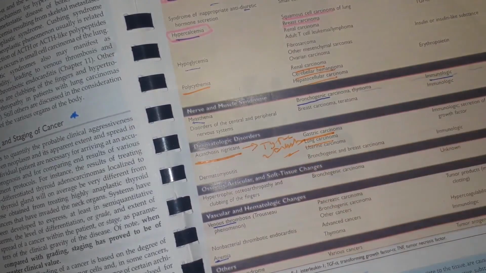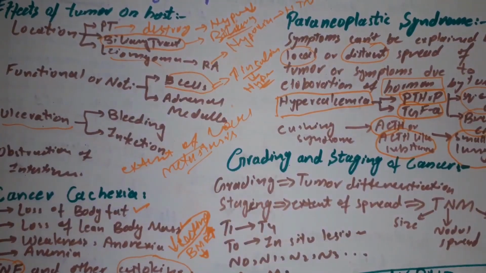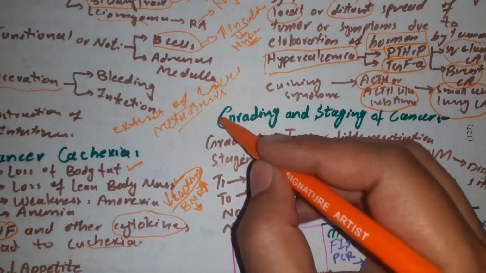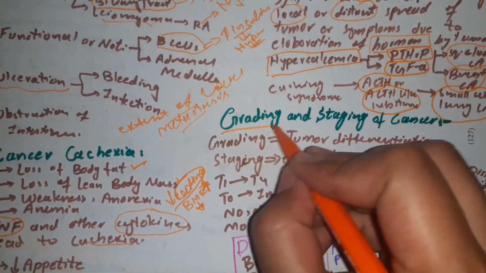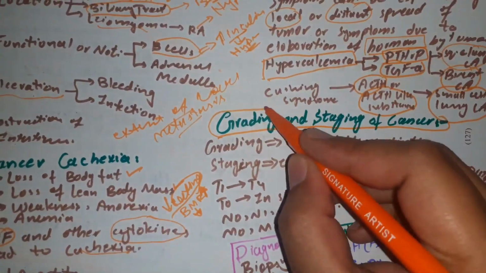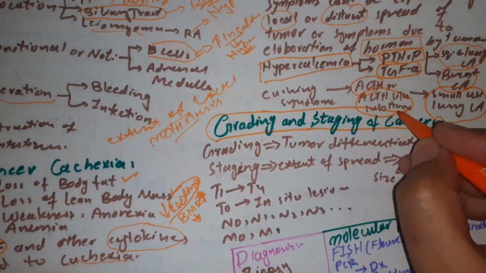So you should have an overview of different paraneoplastic syndromes from the MCQ's point of view here. Okay, next we move on to the grading and staging of cancer. Grading and staging of cancer is important because it helps us to determine the therapeutic effectiveness and therapies for the cancer.